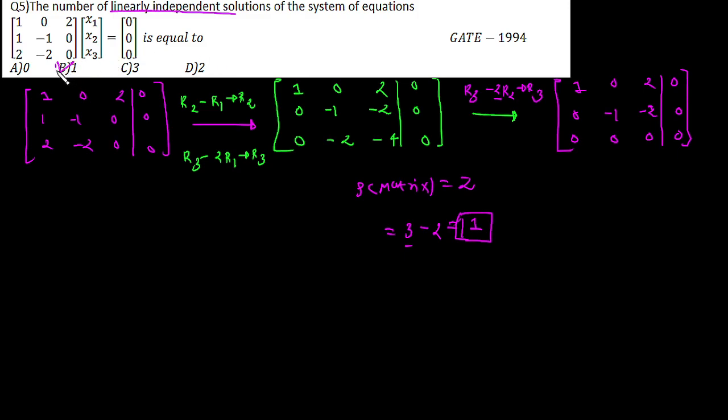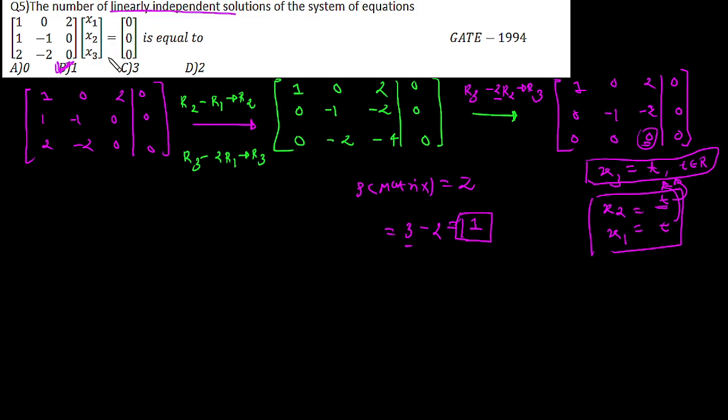So here only one solution is linearly independent, or in other terms, x3 is the free variable. We can take any value of x3 and the third equation will still be satisfied. So we assume x3 equal to t, where t belongs to any real number, and then we can find x2 and x1 in terms of t, which are linearly dependent on this first vector. So only this solution is linearly independent. These two are dependent on the first. So the correct option is B for this MCQ.